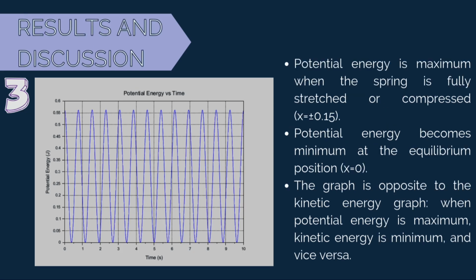In the third graph, it shows that elastic potential energy is continuously converted into kinetic energy and back again during the oscillation. Potential energy is maximum when the spring is fully stretched or compressed, and it becomes minimum at the equilibrium position x equals 0. The kinetic energy and potential energy graphs show a continuous exchange of energy throughout the oscillation. At maximum displacement, the kinetic energy is 0 because the mass stops momentarily before reversing direction. At the equilibrium position, the mass has maximum kinetic energy because the velocity is maximum there, and the potential energy is minimum.